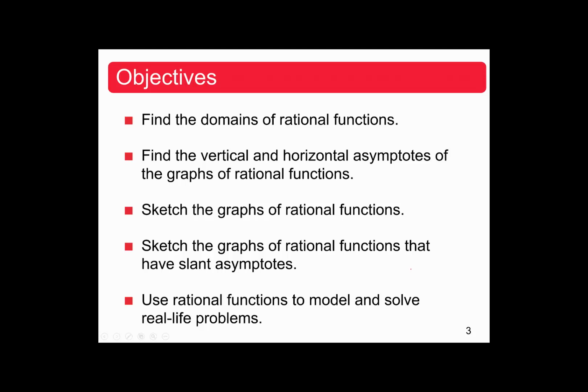Now in this particular section, we'll take a look at the domain of the rational function, the vertical and horizontal asymptotes of the rational function, and sketch the graph of the rational function. We're just going to go through the procedure on how to sketch the graph, and sketch the graph of the rational function with a slant asymptote. We get to all these different definitions later. And we use the rational function to model and solve real-life problems.